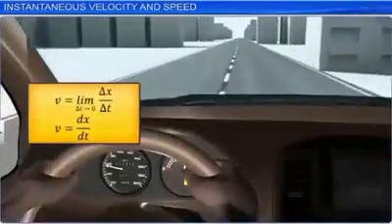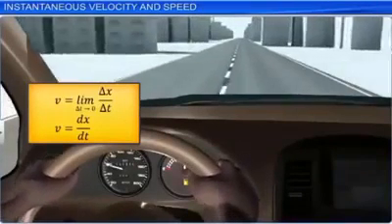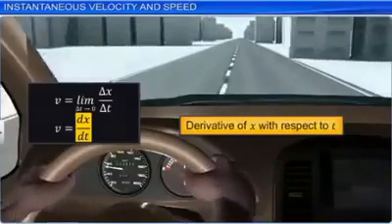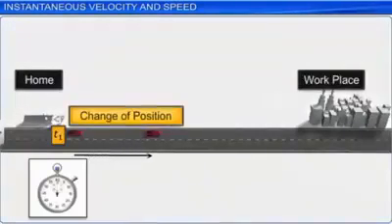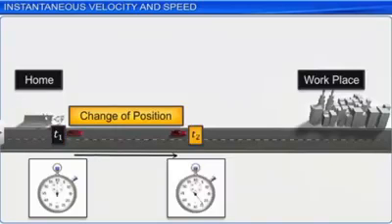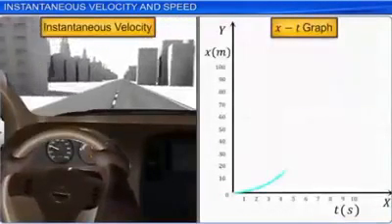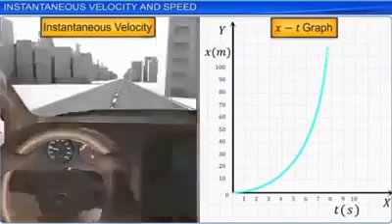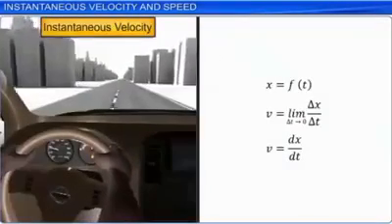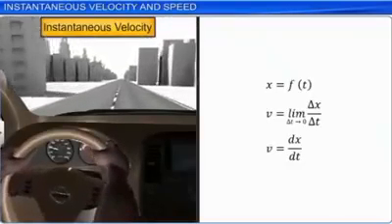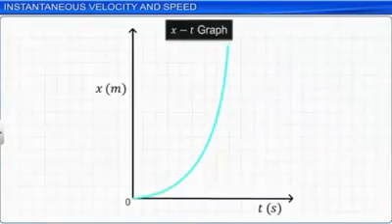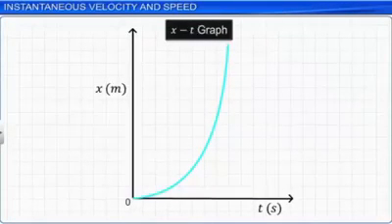In differential calculus, the right-hand side of this equation is called the derivative of x with respect to t. It represents the rate of change of position with respect to time at that instant of time. We can obtain the value of instantaneous velocity either from the xt graph or numerically using differential calculus if the relation between x and t is known for the motion. Let's understand how to calculate instantaneous velocity using an xt graph.